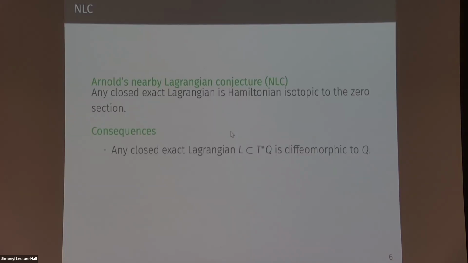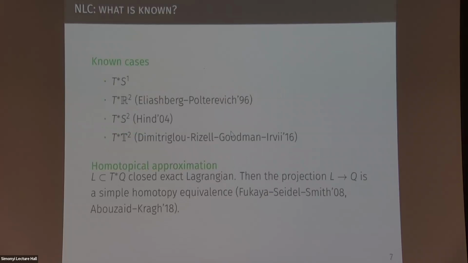So here are some consequences of the nearby Lagrangian conjecture. It says that anything which is a closed exact Lagrangian in the cotangent bundle is diffeomorphic to the zero section. You can reinterpret it as saying that if two cotangent bundles are symplectomorphic, then the underlying manifolds have to be diffeomorphic. So in some sense, you are able to translate the question about the diffeomorphism type of the manifold into the symplectomorphism type of the cotangent bundle. There are some known cases and topological approximations of this conjecture, but the conjecture remains wide open in the generality that it's stated.